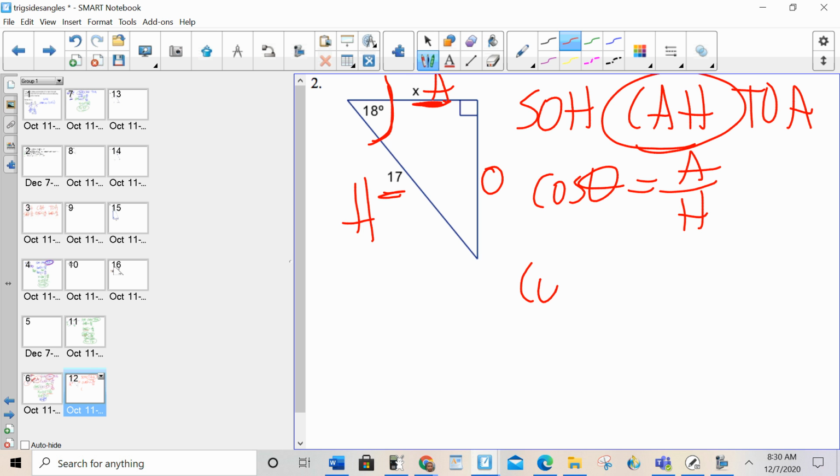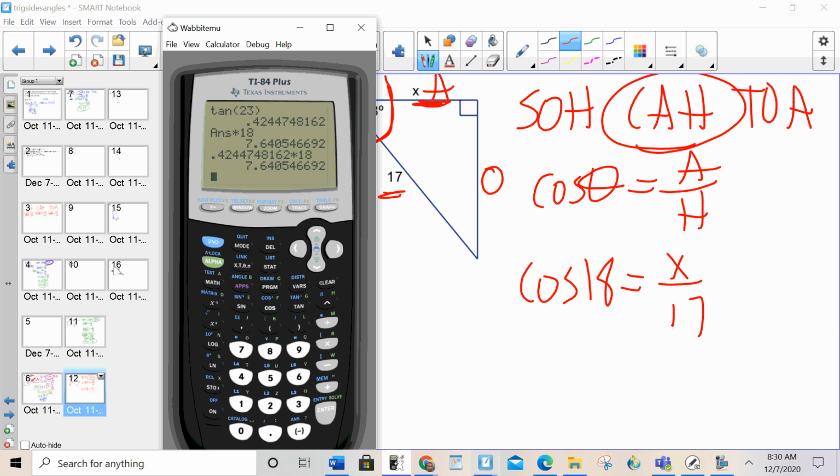Theta in this example is 18. A is x, H is 17. From here, because x is in the fraction, I'm going to cross multiply and solve. So let's start it together.